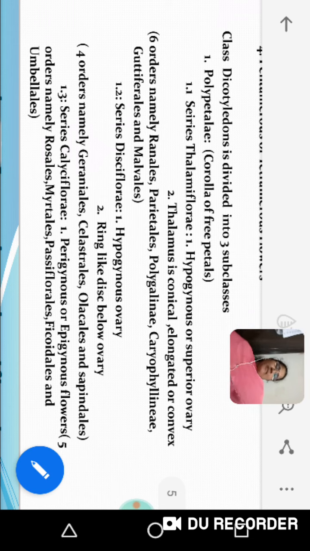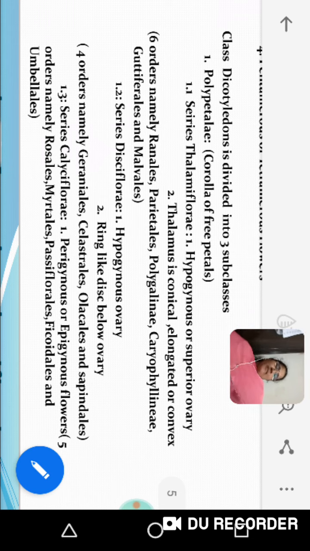And along with this superior ovary condition, the thalamus is conical, cone-like in shape, or it is elongated, or it has a convex shape. So all the plants which are having the superior ovary and also the conical, elongated or convex thalamus are placed under the series Thalamiflorae. And this Thalamiflorae consists of 6 orders, namely Ranalis, Paritalis, Polygallinae, Caryophyllinae, Gattiferalis and Malvalis.